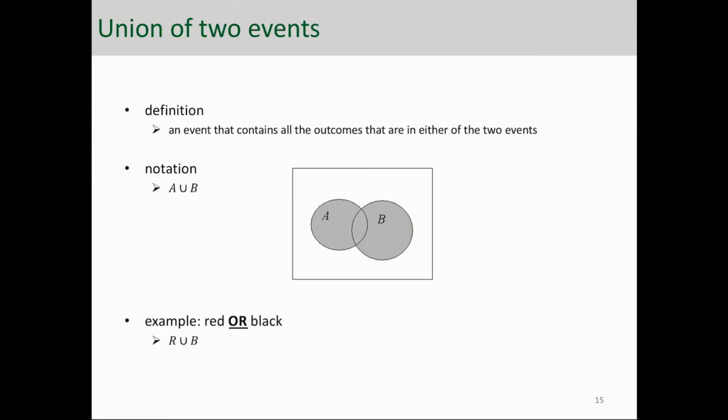The first relationship that we're going to talk about is the union of two events. If you have two events, let's say A and B, in this sample space, A union B is basically an event itself that contains all the outcomes that are in either of the two events. Basically, the shaded area is A union B, and this is how you read it. This is the sign that we use to show the union relationship, and we read it as A union B. You can also read it as "or". This is red or black, or red union black, whichever way you want to use.